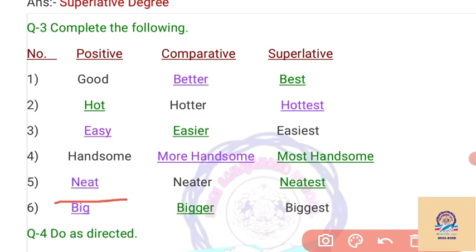Then neat is given here. Neat changes into neater, we have to add er. Then neater changes into neatest in the superlative degree. Then big, again here G is given, that is a consonant, and before the consonant I is given. So we have to double G, then we have to add er. So big changes into bigger, and we have to add est, biggest, in the superlative degree here.